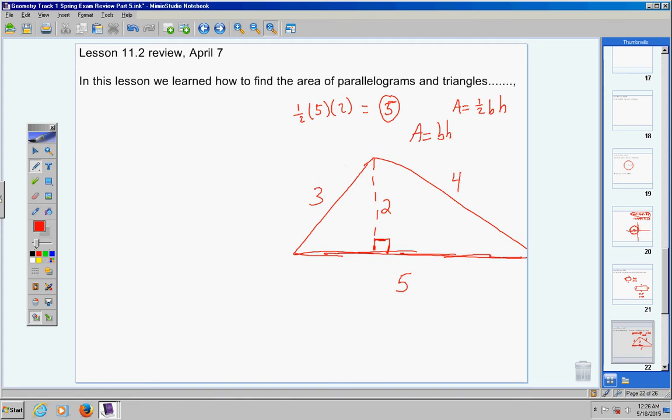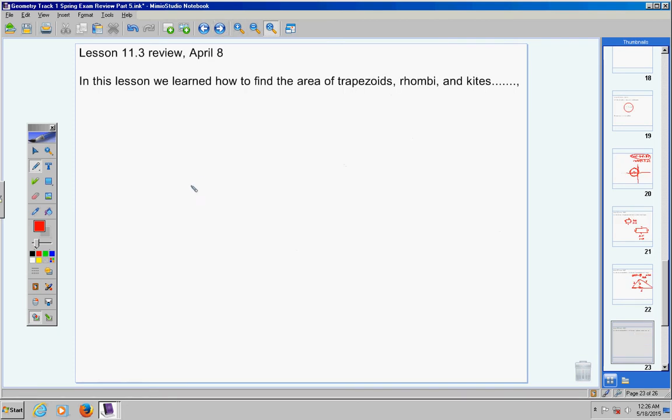No problem with that. Alright, moving on to 11.3, April 8th. Now in this lesson, we learned how to find the area of trapezoids, rhombi, and kites, okay? So, with that in mind, let me give you some formulas. The area of a trapezoid, the formula is 1/2 times the height, and then we add the two bases together, okay? Now, let me jump ahead to these two formulas here.